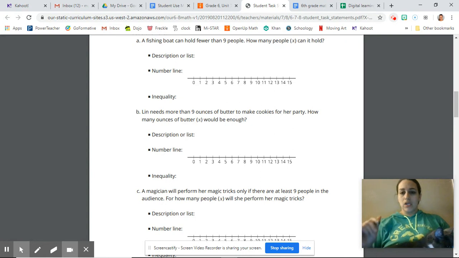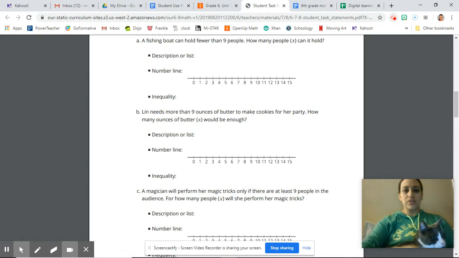Okay. Well, we're working with inequalities today. We're going to come up with a description of what this is telling us. Then we're going to put that on a number line. And finally, we're going to write it mathematically. So we're going to write it as an inequality here.